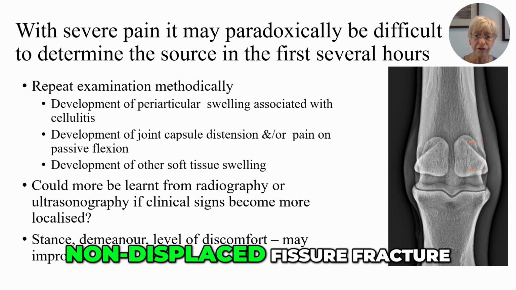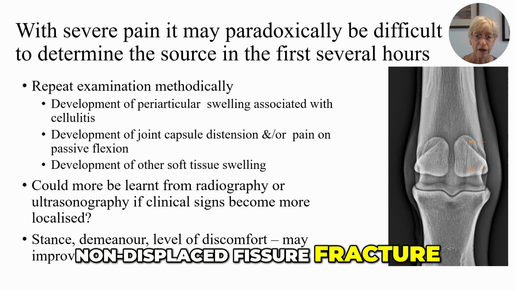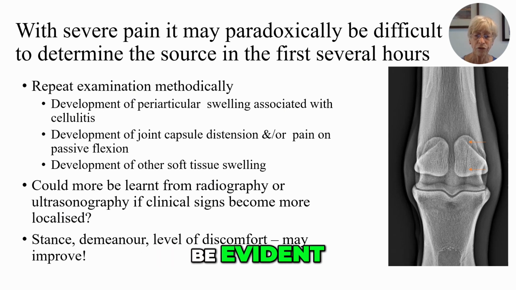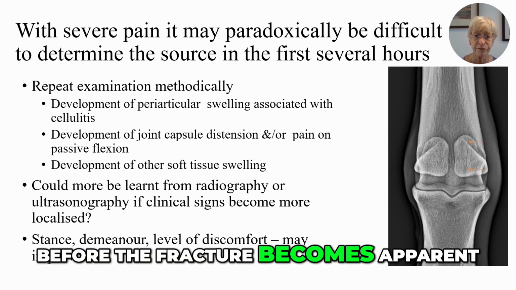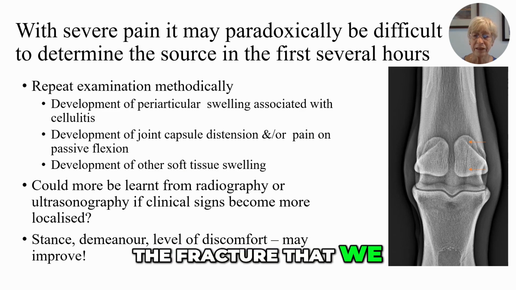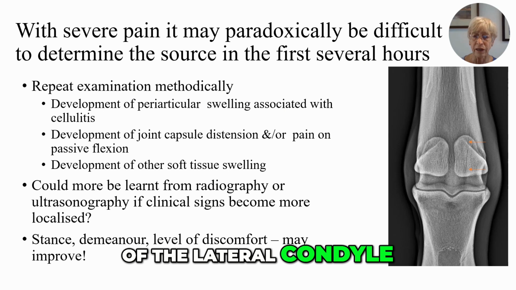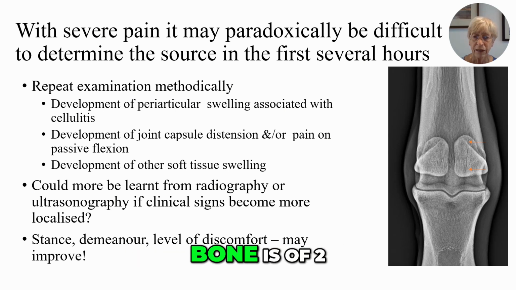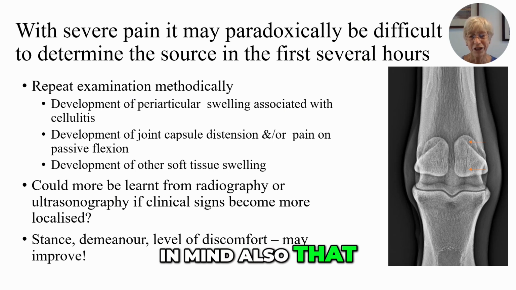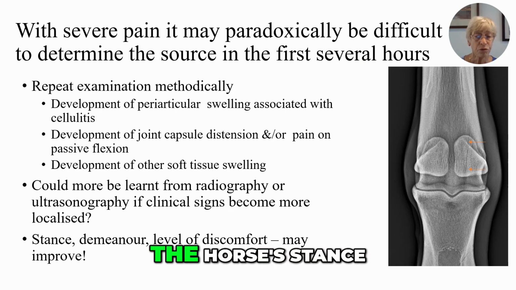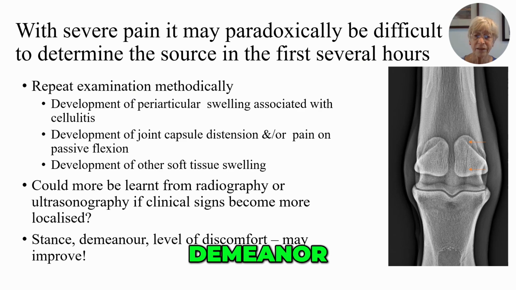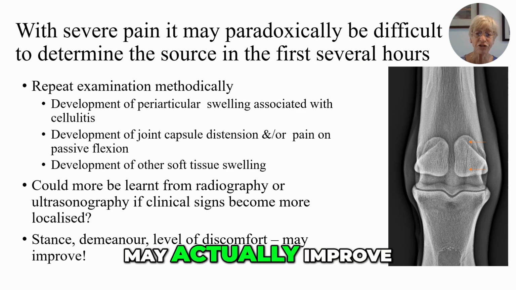So with an acute non-displaced fissure fracture, a fracture may not be evident radiographically on day one, and it may take 7 to 10 days before the fracture becomes apparent. The fracture that we can see on the right, an apparently incomplete fracture of the lateral condyle of the third metacarpal bone, is of 2 days duration. Bear in mind also that over the following 24 hours, the horse's stance, demeanour and level of discomfort may actually improve.